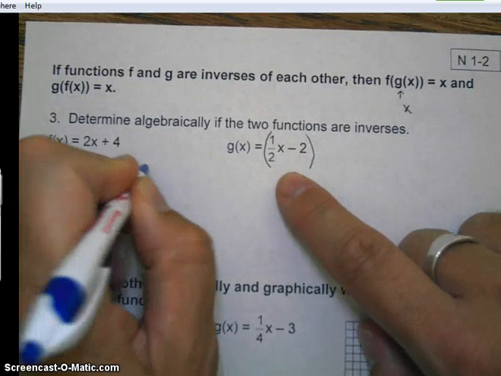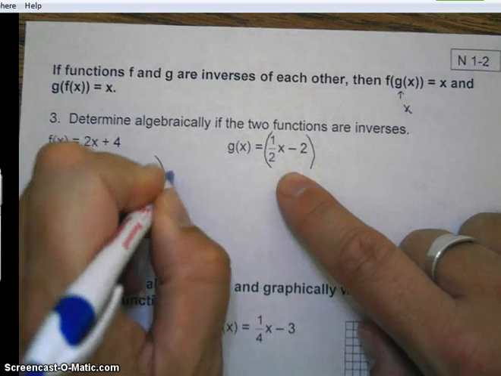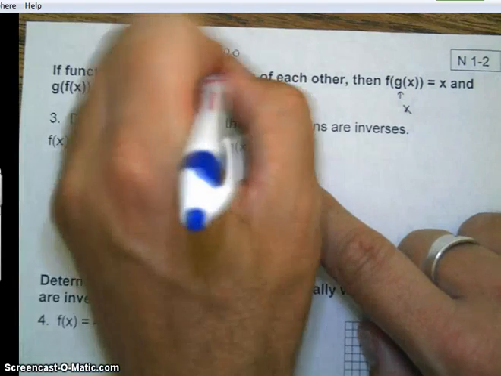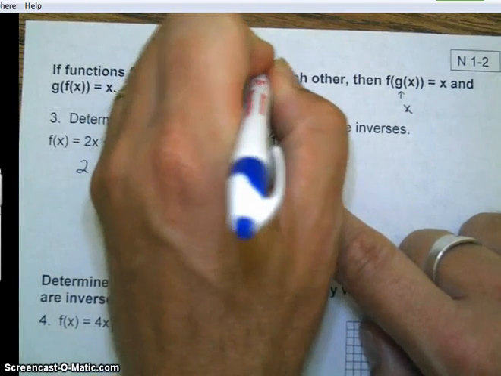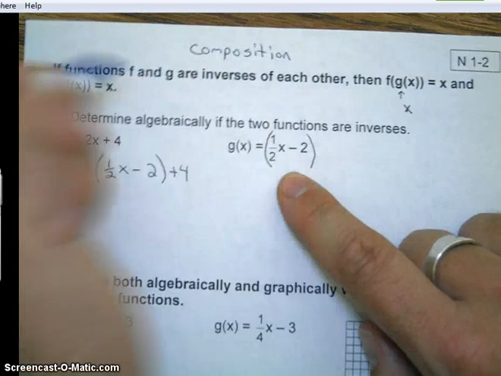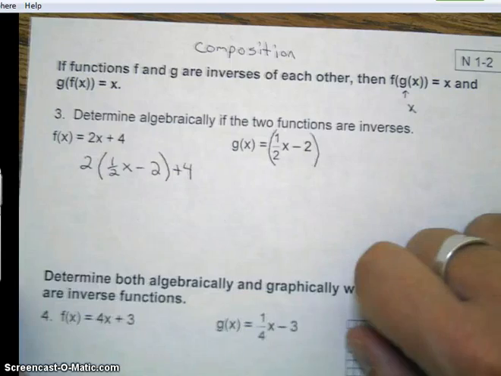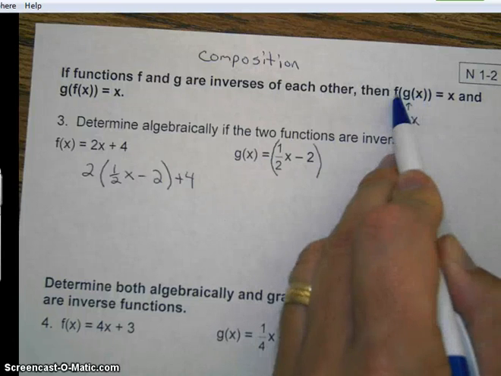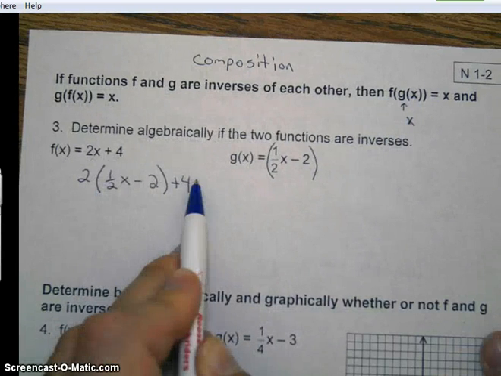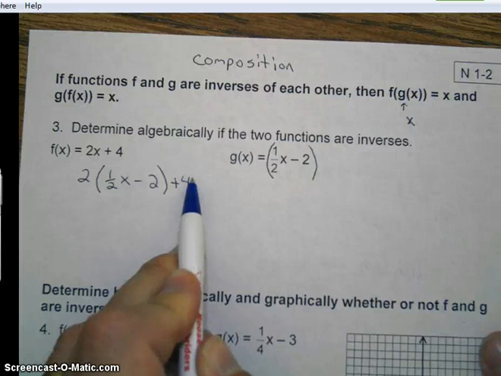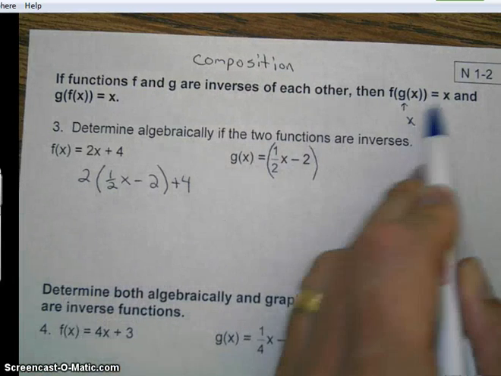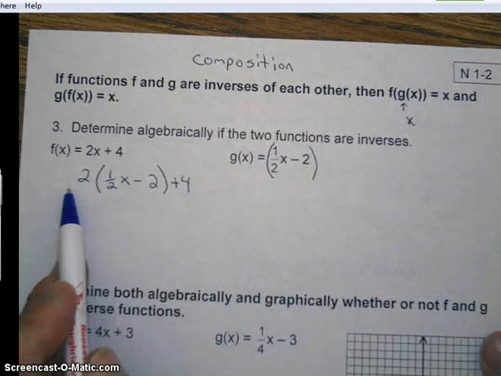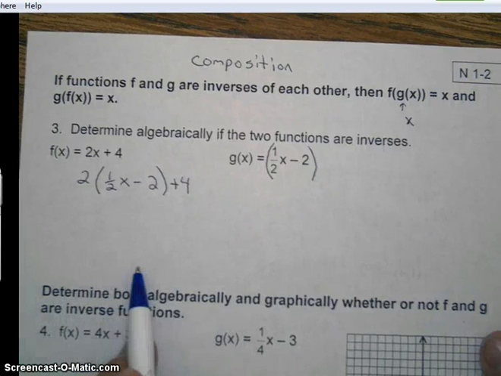Remember, this is called a composition. I should write that down for you. It's called a composition, like in music, composing, composition. Now, in order for them to be inverses, when you compose the two functions, you plug one into the other, and then you simplify this using GEMDAS, you should end up with x as a result. So if I simplify this, I should end up with x.